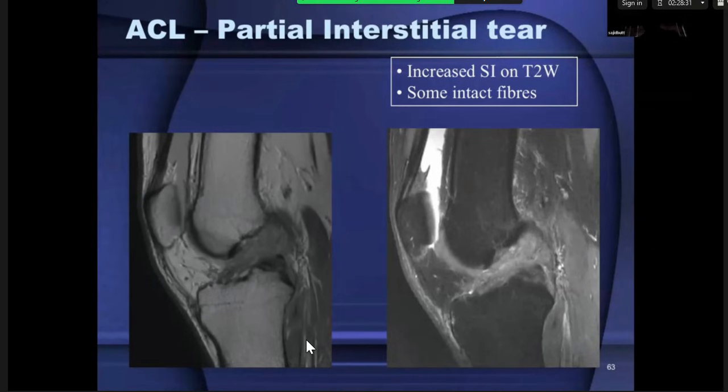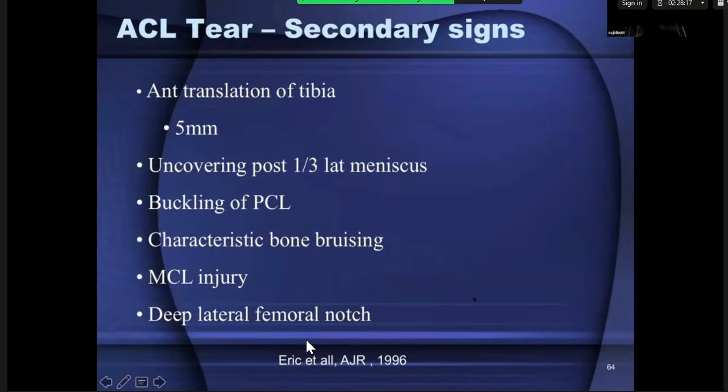You can get partial interstitial tears of the ACL, in which case you will get to see some increased signal intensity and some intact fibers, but most of the ligament is just turned into a myxomatous mush. Sometimes it's difficult to be certain if the ACL is torn or not. And when that happens, we have to rely on secondary signs of anterior cruciate ligament tears.